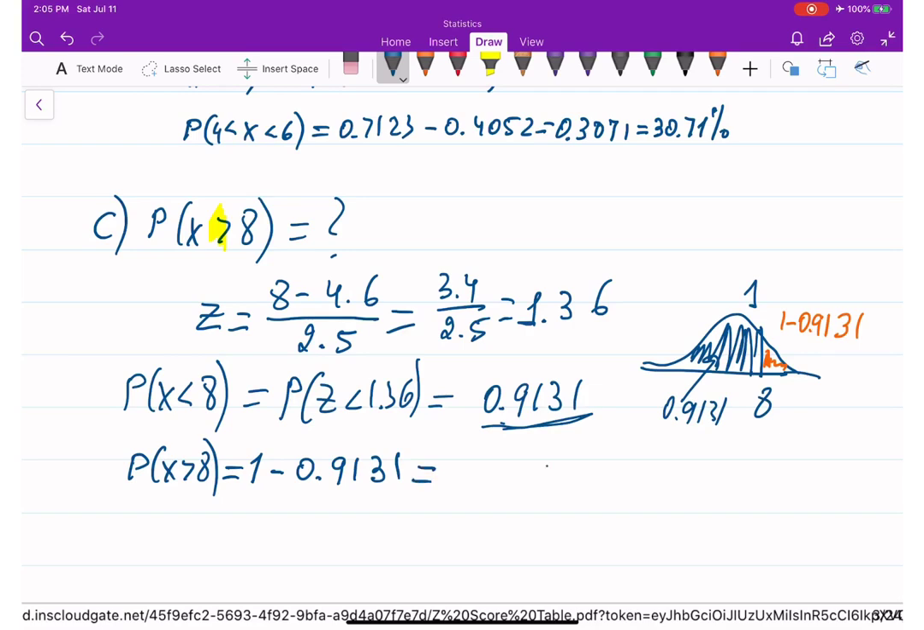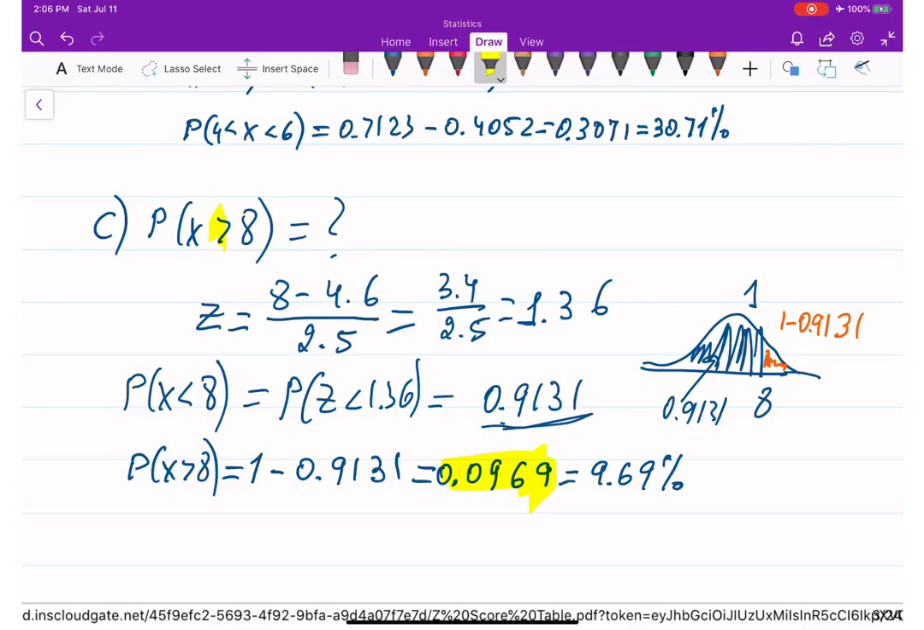So 10 minus 1 is 9, 9 minus 3 is 6, 10 minus 1 is 9, 9 minus 9 is 0. We get 0.0969, which is going to be 9.69%. Okay, but this is your number, 0.0969. Okay. So I think this will help you make a lot of questions much more clear.